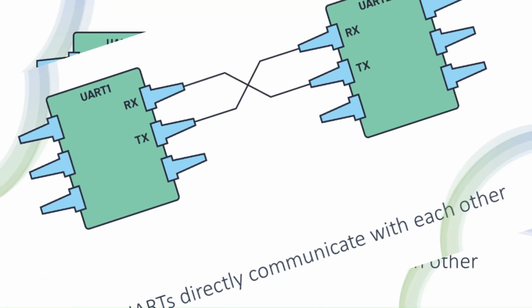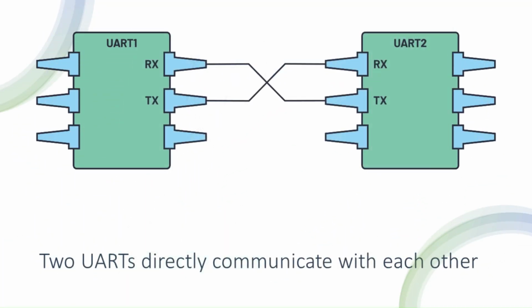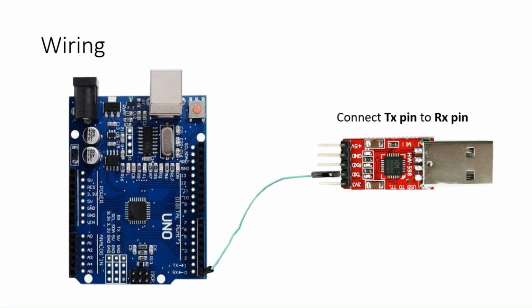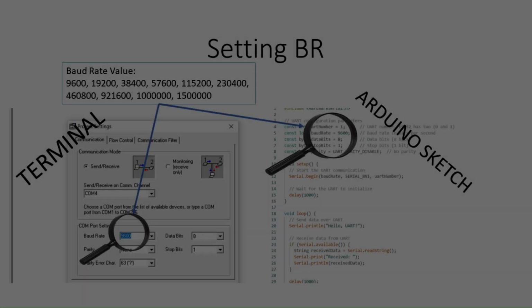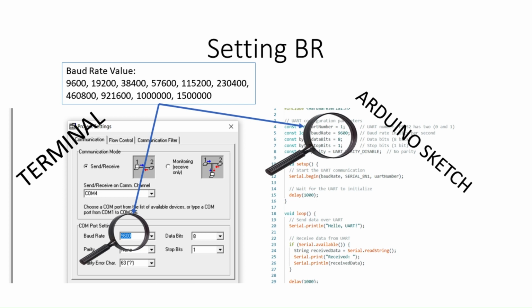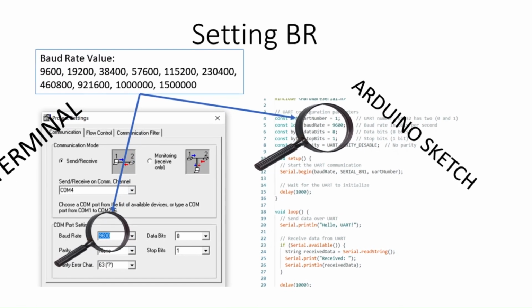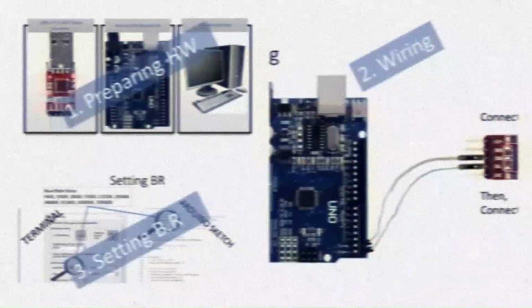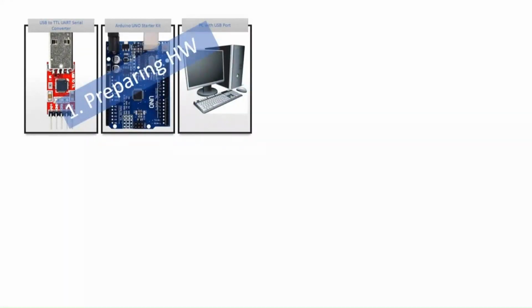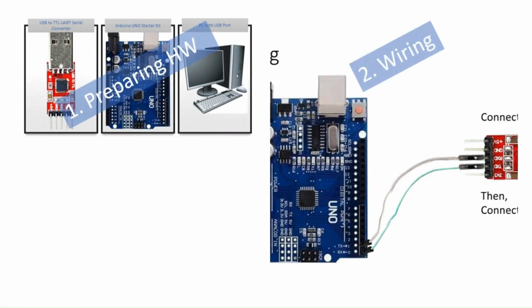Next, you'll need to connect the TX and RX pins of the devices you want to communicate. It's like linking two walkie-talkies for a conversation. Now, you'll need to set the baud rate. This ensures that both devices communicate at the same speed. And that's it. You're all set up for UART communication. You've taken the first step into the exciting world of UART.